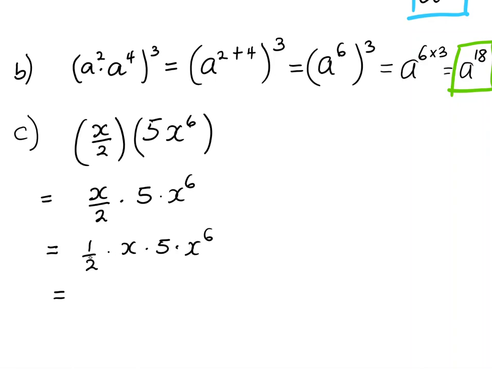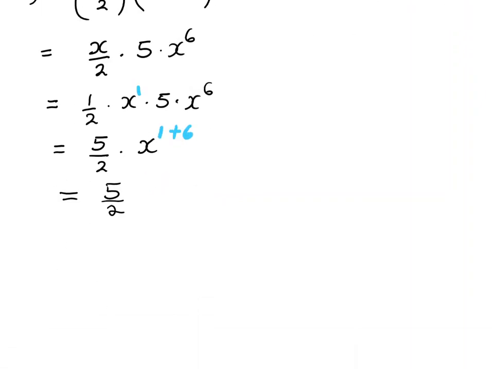Since this is multiplication, I can say this is 5 by 2 multiplied by x. Remember again that this is to power of 1, right? So that is 1 plus 6. The same base, then you add the powers, right? So what do we then have? That is 5 divided by 2 times x raised to power of 7. So this is the best way we can simplify this. Then we can leave it as that.